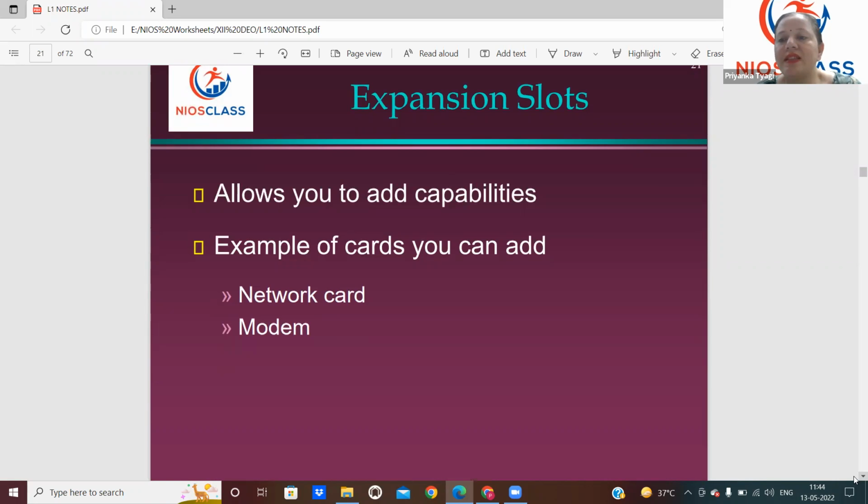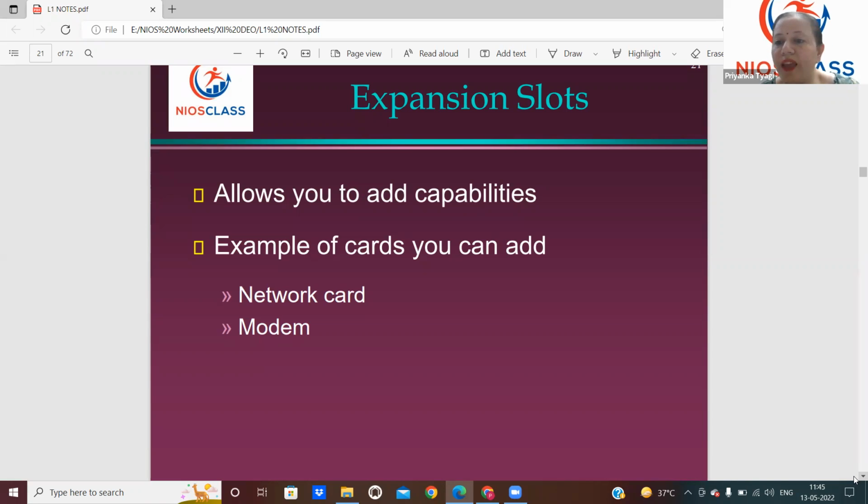And the current era is the era of cloud computing. So people normally prefer to store their data on the cloud, on the web, in the form of Google Drive, OneDrive, Dropbox, right? Now expansion slots, they allow you to extend your memory area, right? Examples of cards are network card and sound card.